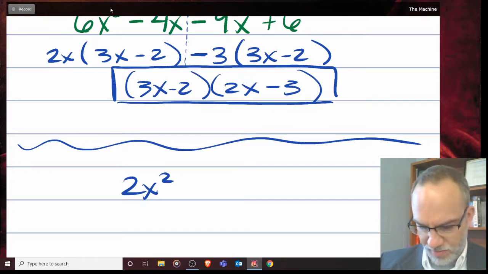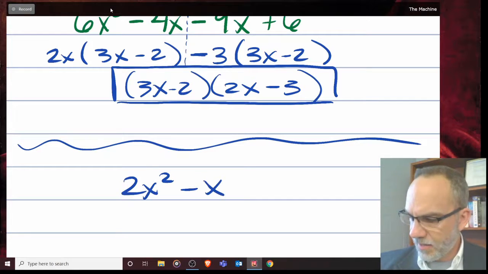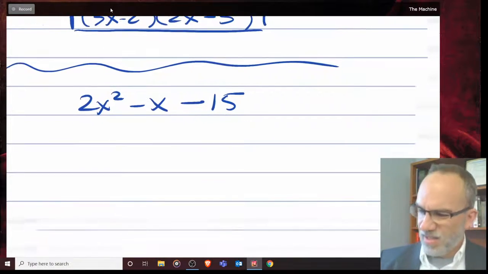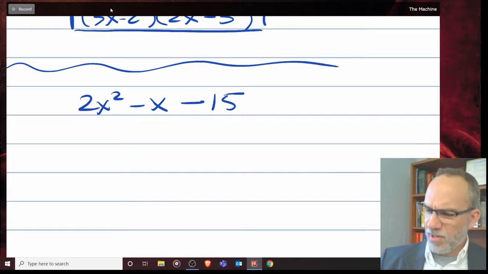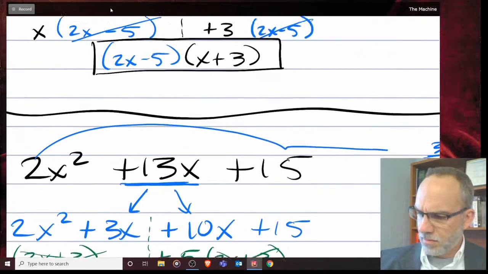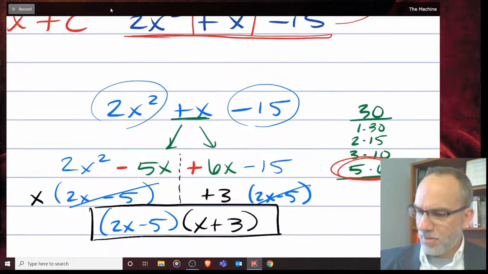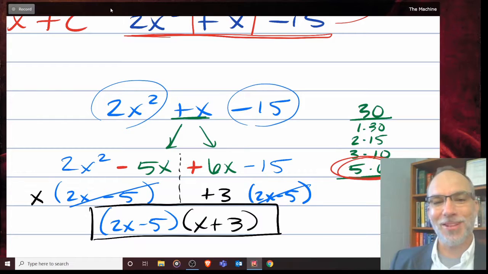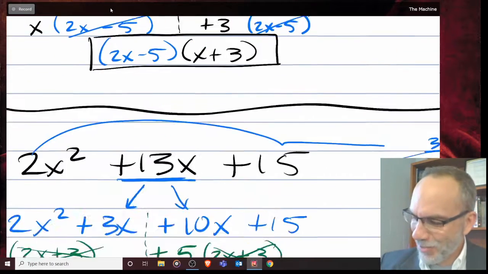2x squared minus x minus 15. That seems familiar to me. Did we do this one already? 2x squared minus x minus 15? Oh no, we did 2x squared plus x minus 15. I wonder how this one's different.